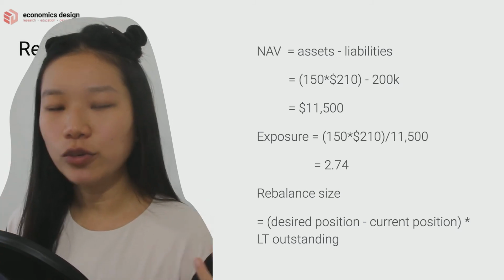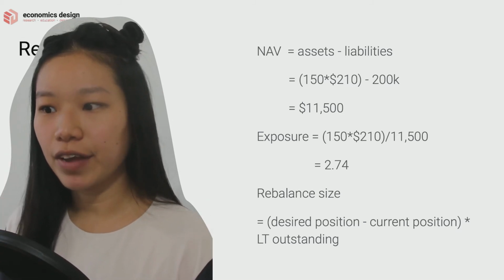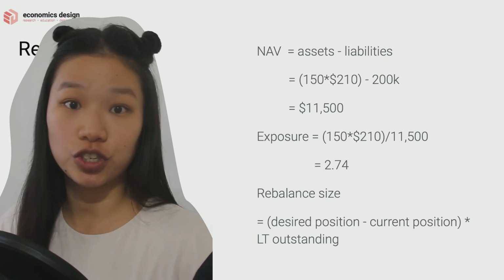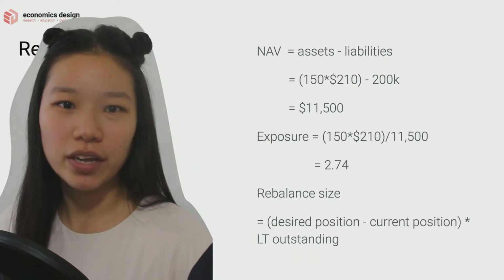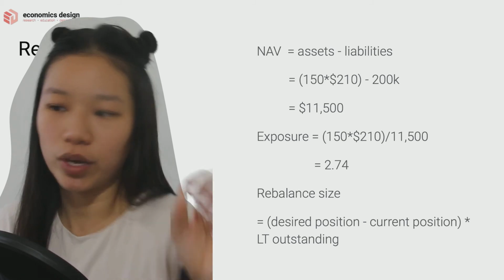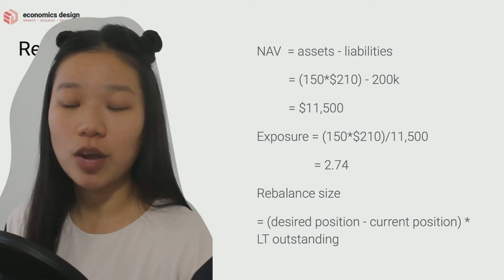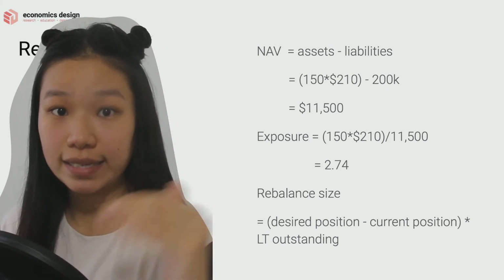So how do we calculate net asset value? Net asset value, as calculated in the traditional financial market all the time, is assets minus liabilities. You can divide by your number of equity shares, but we are not talking about that. We're just talking about net asset value as in assets minus liabilities.